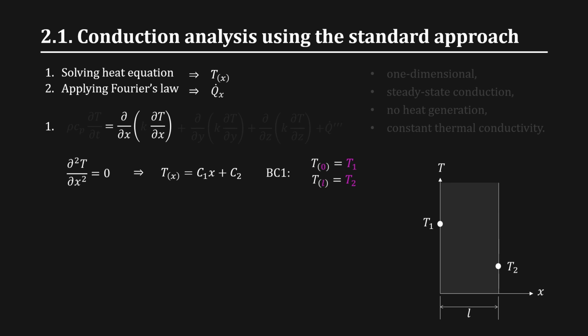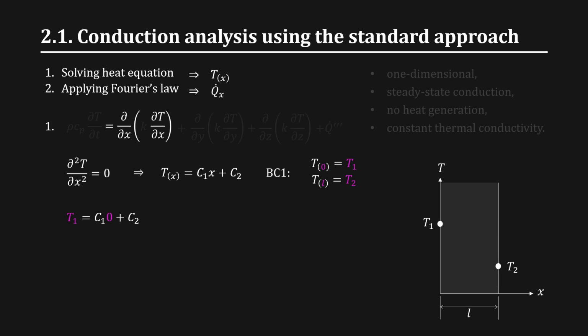Now by applying the first kind boundary condition, we have two conditions specified: at x equals 0, T equals T1, and at x equals L, T equals T2. These conditions dictate temperatures at the two ends of our plane wall.